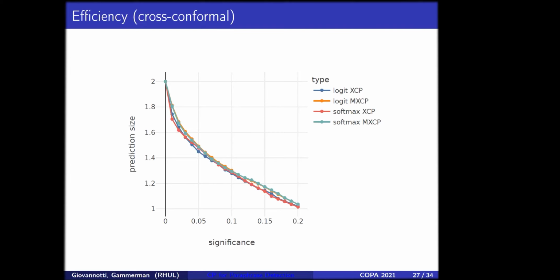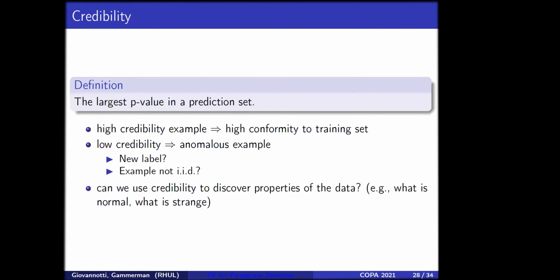Lastly, we wanted to look at the credibility scores for the test examples. Credibility is defined as the largest p-value in a prediction set. Usually if this value is high, then the example is highly conformal to the training set, so it's normal in a sense. While with low credibility, we are probably looking at an anomalous example. So it's either maybe a new label that we didn't know about, or maybe the example is not IID.